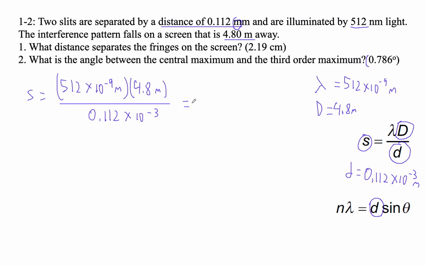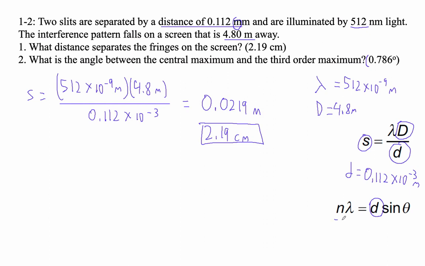Okay, so 512 times 10 to the minus ninth times 4.8 divided by 0.112 times 10 to the minus third. And I'm getting that it's 0.0219 meters. And the next digit's a 4, like 42 or something like that, right? So that would be 2.19 centimeters. Okay. Now, let's imagine that you don't like this approximate formula because it does use a few approximations, right?